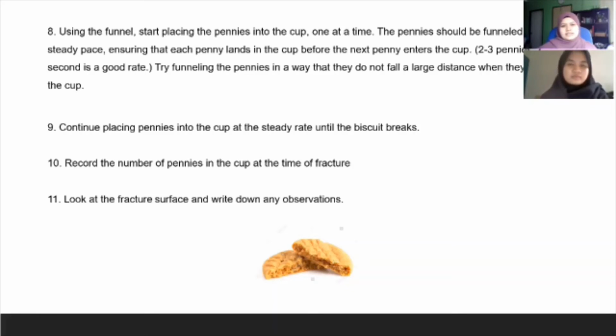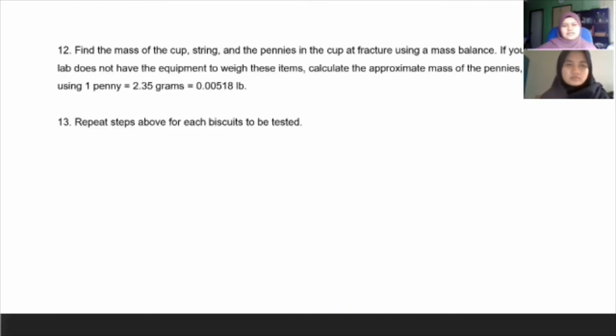Next, continue placing pennies into the cup at a steady rate until the biscuit breaks. Number 10, record the number of pennies in the cup at the time of fracture. Number 11, look at the fracture surface and write down any observations.